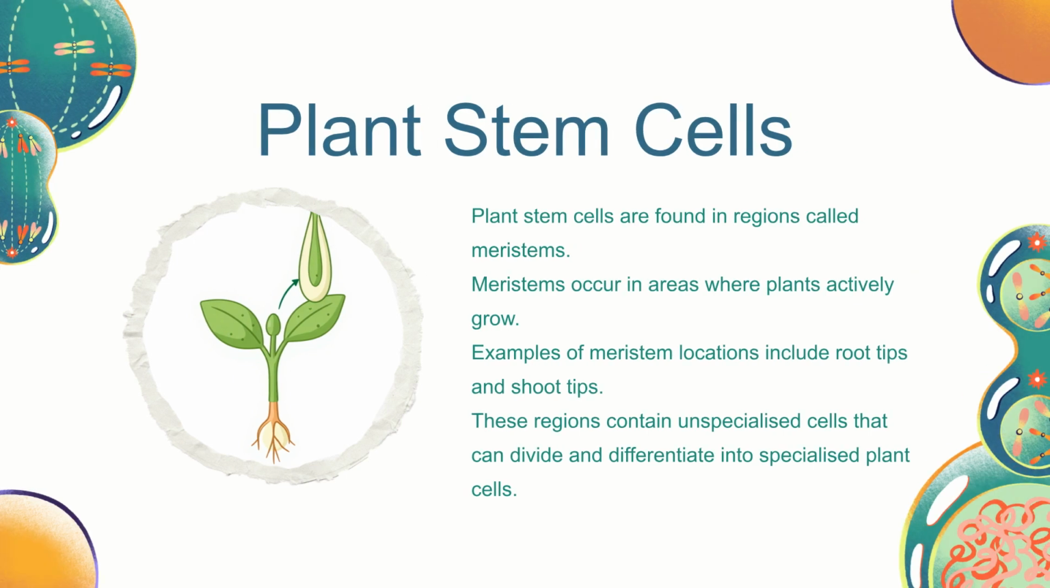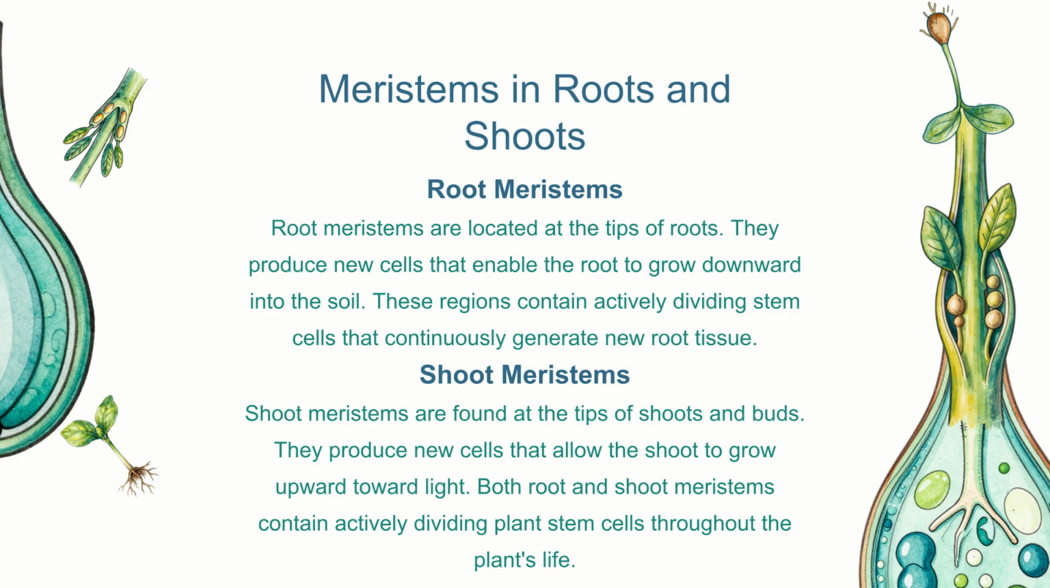Plants also have stem cells, found in regions called meristems. These are located in areas of active growth, such as root tips and shoot tips, and contain unspecialized cells capable of differentiating into specialized plant cells. Root meristems enable downward growth into the soil, while shoot meristems allow for upward growth toward light.